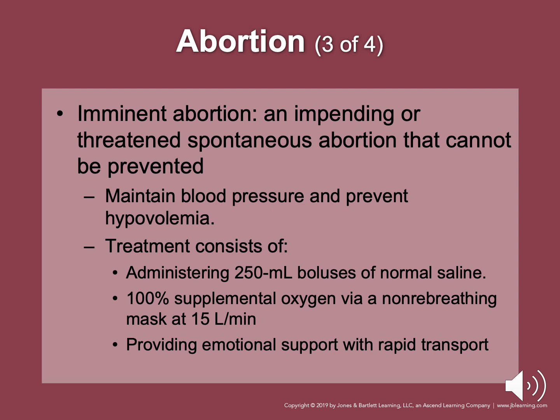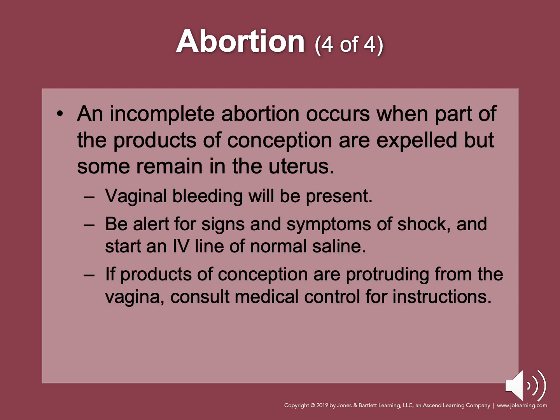An incomplete abortion occurs when parts of the product of conception are expelled, but some remain in the uterus. Vaginal bleeding is present. Be alert for signs and symptoms of shock and start an IV line of normal saline. If products of conception are protruding from the vagina, consult medical control for instructions. Complete abortion has occurred when all the products of conception have been expelled.